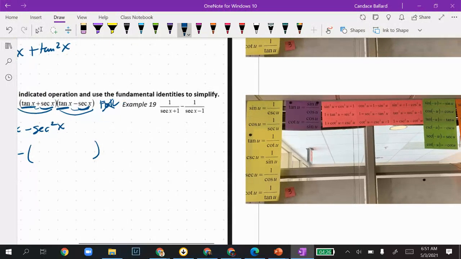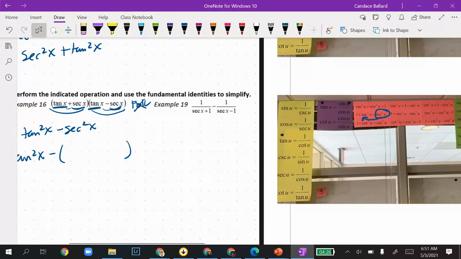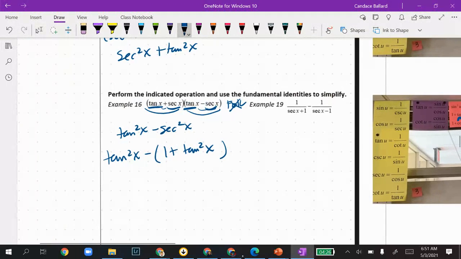So I'm going to go to my fundamental identities. I notice for secant squared, I am allowed to substitute in 1 plus tangent squared. So that's what I'm going to do. And now, if I had those algebra skills kick in again, I would know that I would distribute. So instinct would kick in and say, hey, I need to distribute that. And then I notice, look at this, tangent squared plus tangent squared cancel, and my final answer is -1.